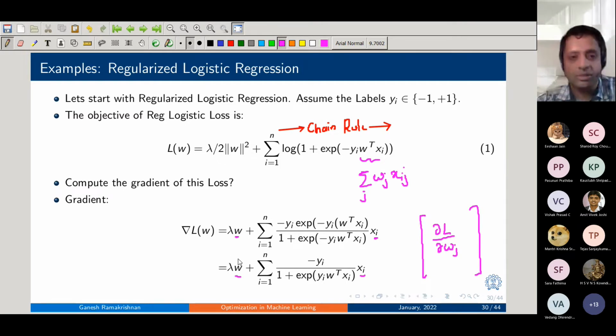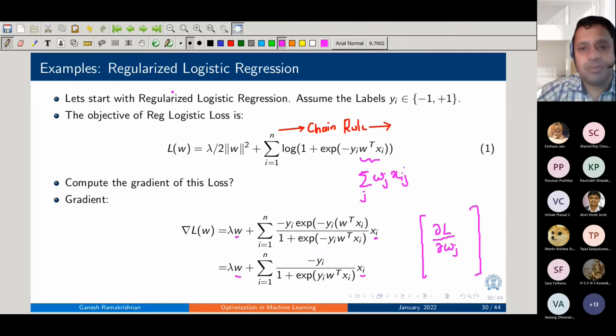Sir, just for the sake of understanding, could you show the steps that you are talking about? For example, the compact representation to the summation and all. Okay. So good point.